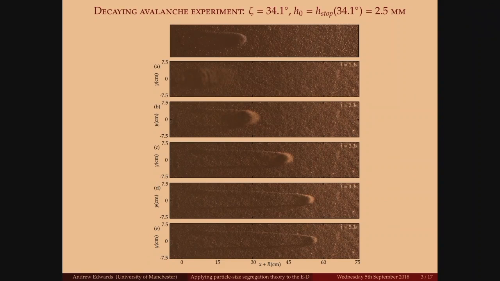So, firstly, for shallow slope angles, we get an avalanche which propagates some distance downslope and then decays and comes to rest. So here at the end of the experiment, it's stopped and everything has been deposited at a thickness which is greater than the initial layer.